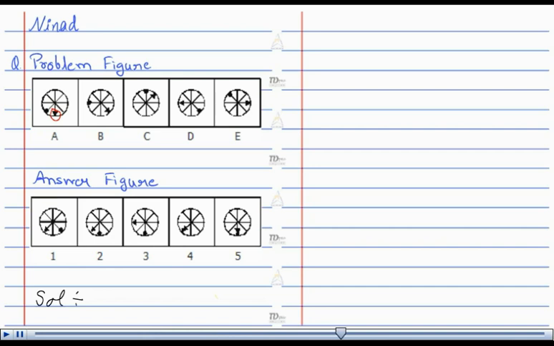And this dot moves in a clockwise position, again 1, 2, 3 steps sequentially. From A to B, it will move 1 step. From B to C, it will move 2 steps, and so on. And this cycle repeats. Therefore, the answer to this question is option number 2.